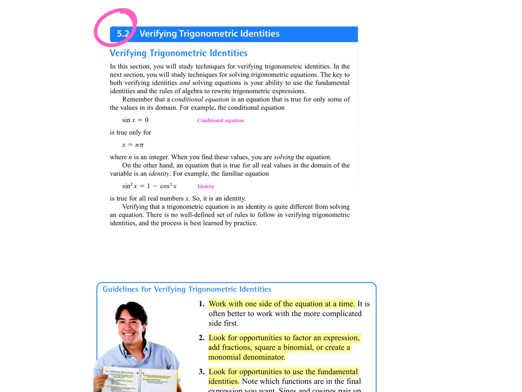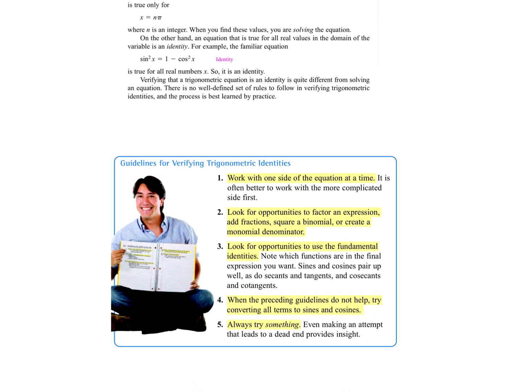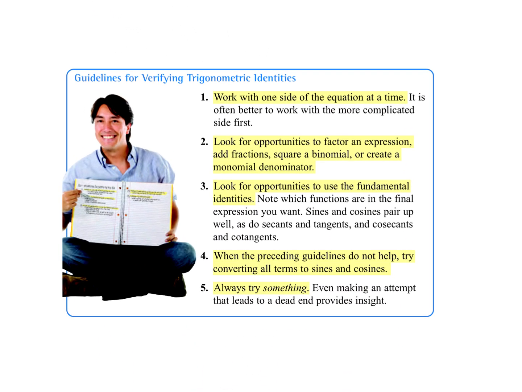It's super similar to what we were doing in 5.1, but there's just one little difference, and I'll show you the way that the questions will look here. So when we're verifying trig identities, it's going to be an equation. You're going to have one side equals another, and your job is to prove how they're equal. The steps to verify your trig identities is to work with one side at a time. You can't move something from one side to the other.